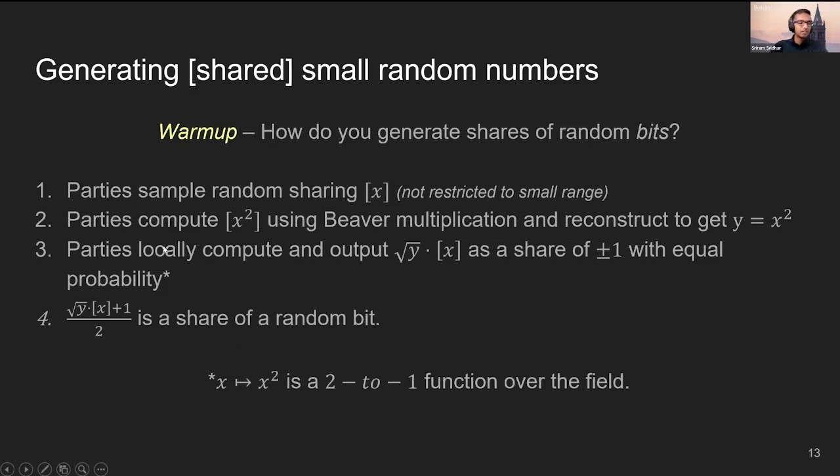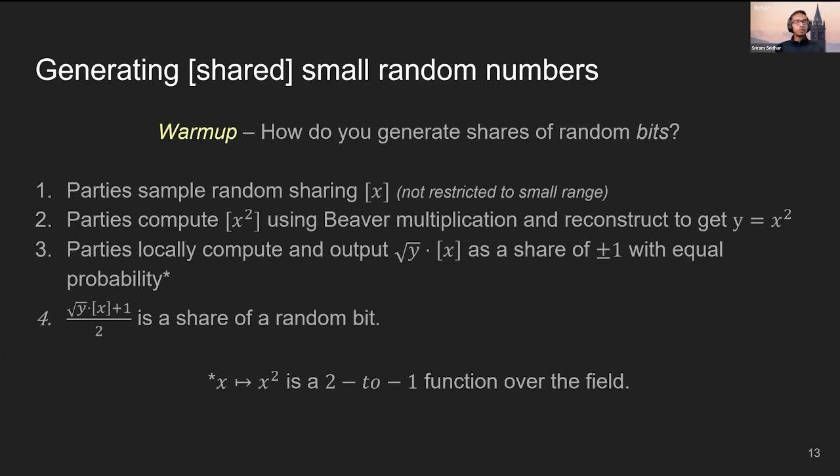And we use that crucially here in the next step, where we compute the square root of y, which is a fixed root of x squared, and multiply it to the share of x. Sorry, this should be the inverse of the square root of y. Yeah, it's y to the power minus half. And this is going to be a share of plus or minus 1 with equal probability. And this is because each square has 2 square roots over a field, and you're going to get one of the square roots with probability 1. So what you actually get is a share of plus or minus 1. And it's easy to convert these shares of plus or minus 1 to a random bit to get 0 or 1. Just add 1 and divide by 2.